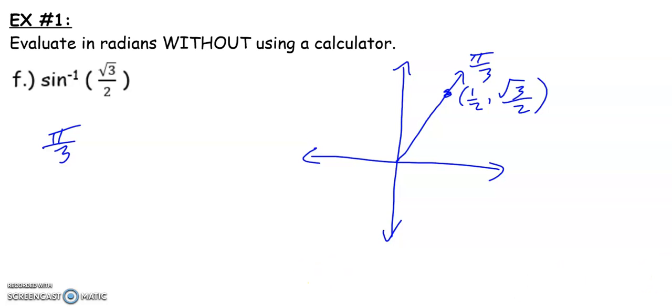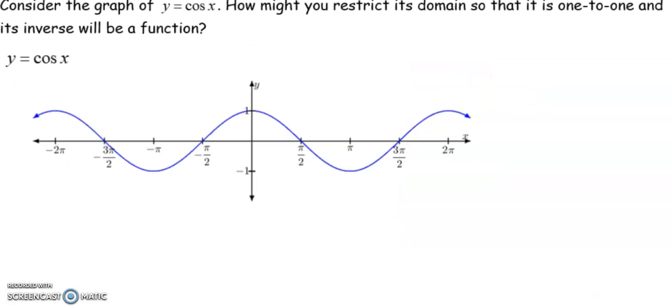If you have any questions, please come to class with them to answer. And next we're going to be talking about inverse cosine and inverse tangent. Oh, wrong button.